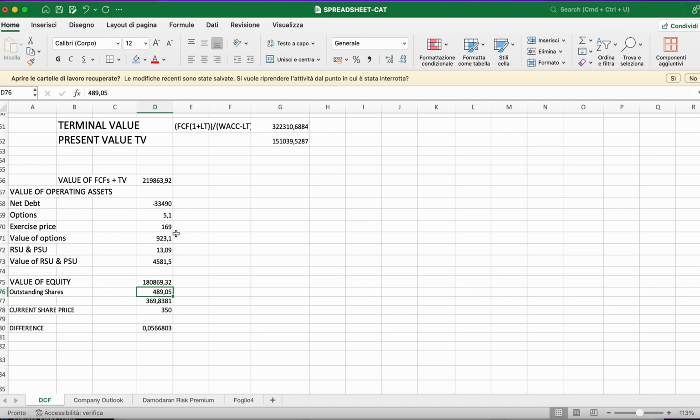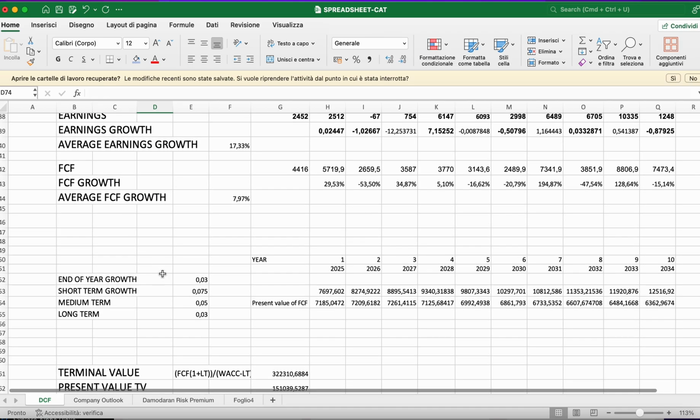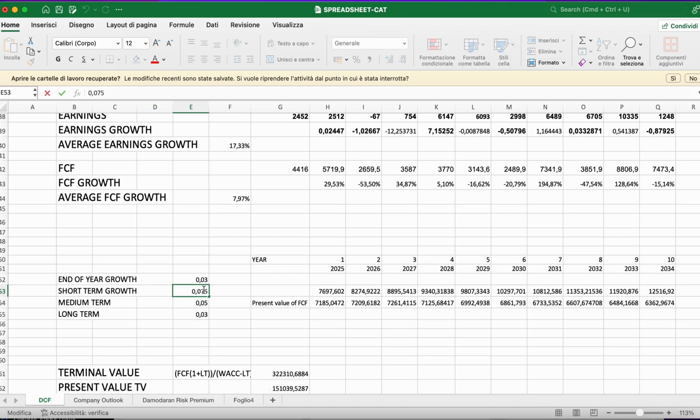Then we have the restricted and performance stock units. I simply multiply the ones outstanding by the current share price, that is around 350, and then we come up with the value of equity, and we divide it by the outstanding shares, and we come up with a value of 369 compared to the 350. But we have to say that this is not a big enough margin to say that this is a value play, because these are just assumptions. Things can change very much if we change them just by a little bit.